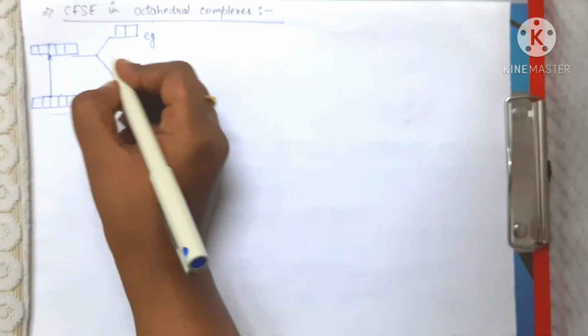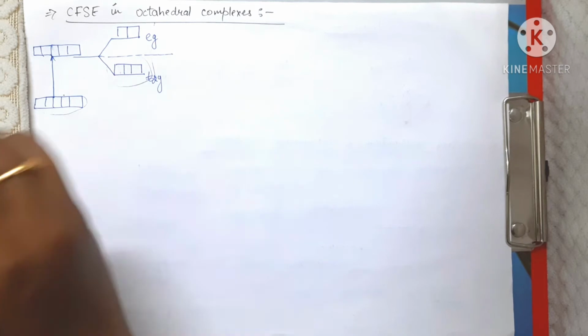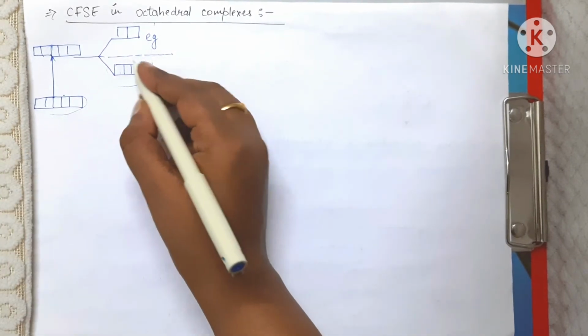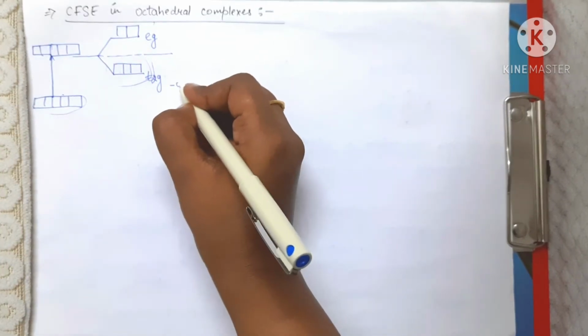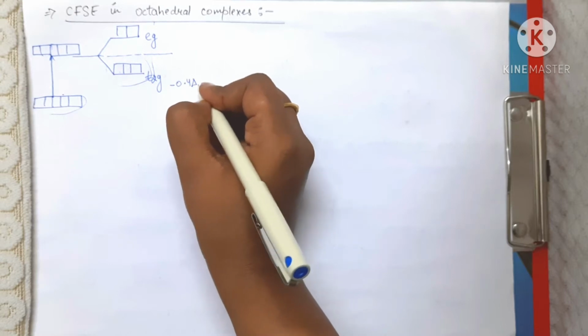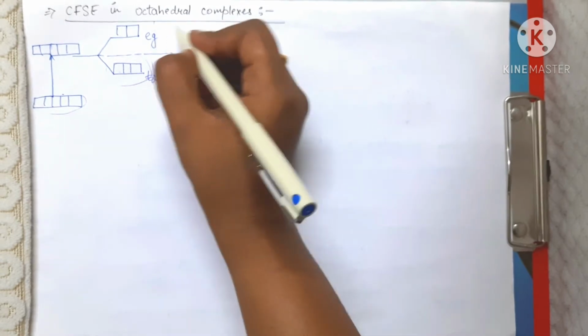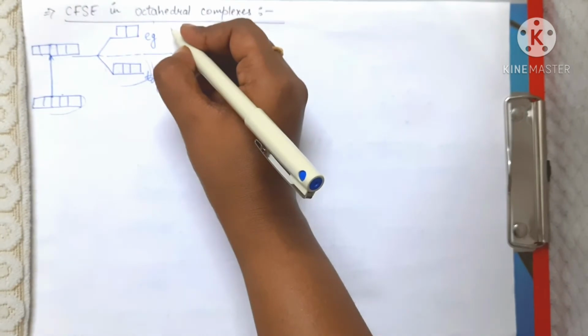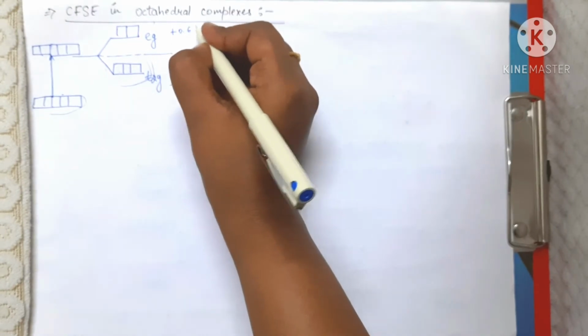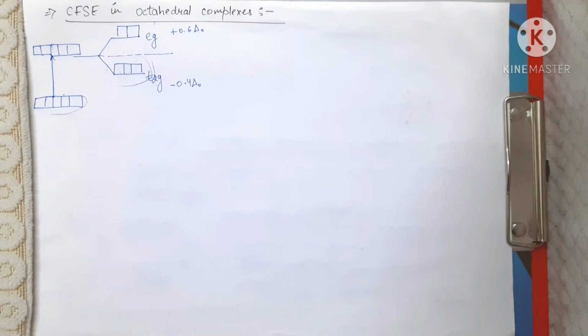So if we consider this line to be the barycenter, then each of these orbitals is going to contribute minus 0.4 del O to the CFSE, and each of these orbitals is going to contribute plus 0.6 del O to the CFSE, right? So one by one we are going to study each of the cases.